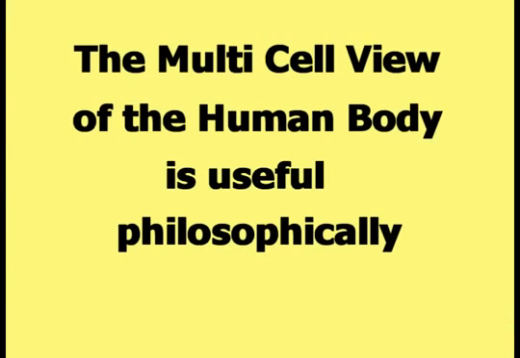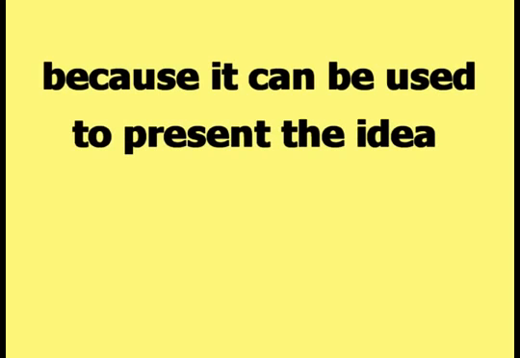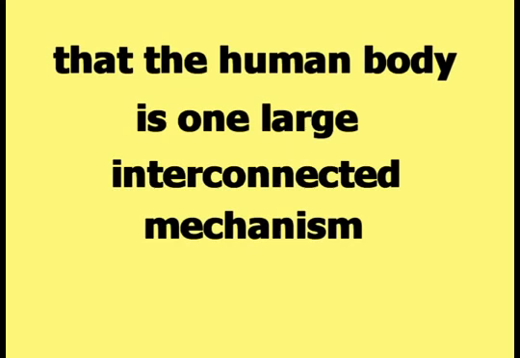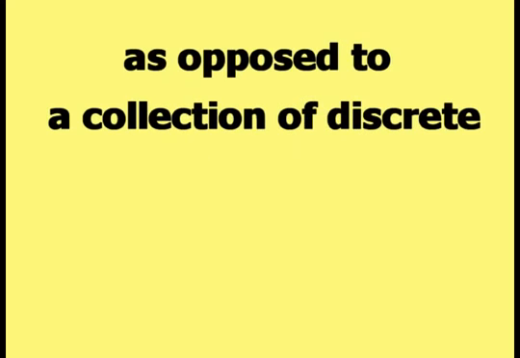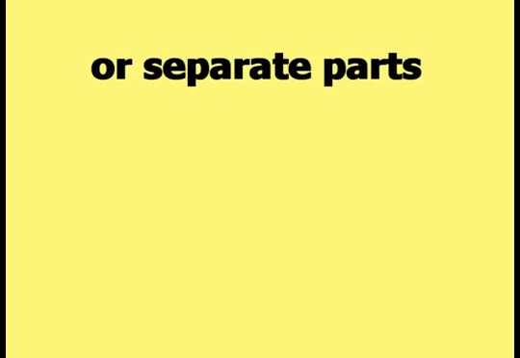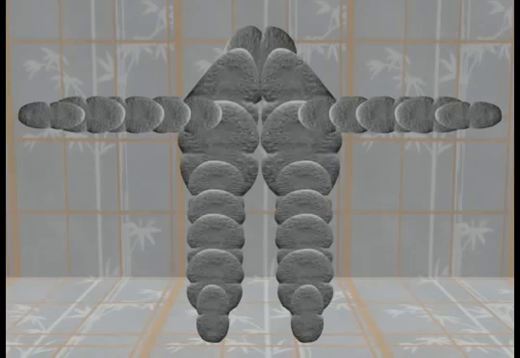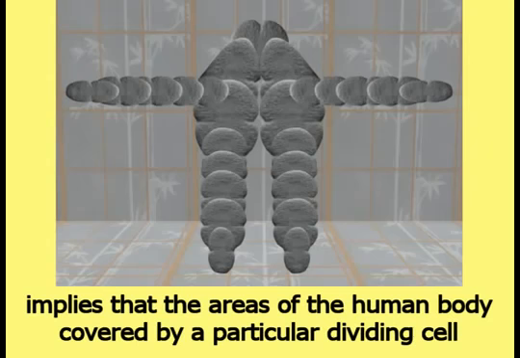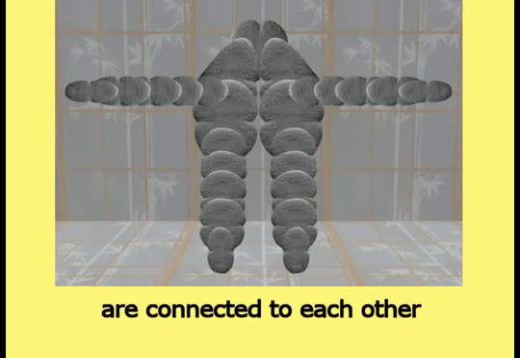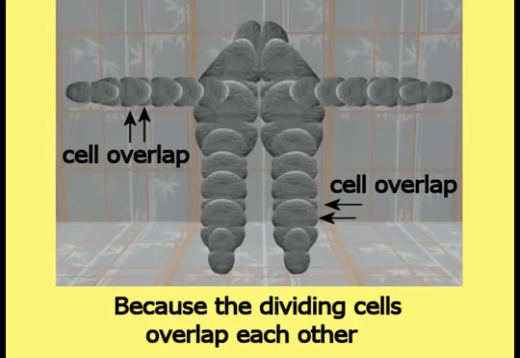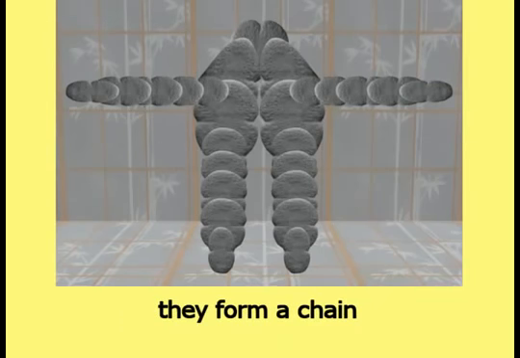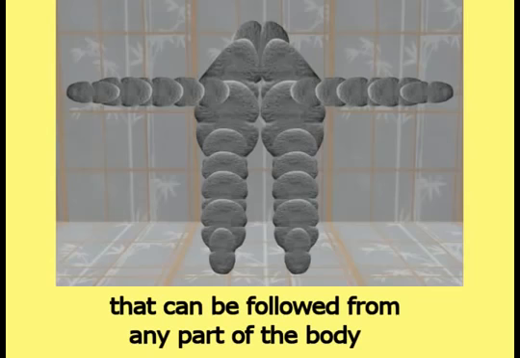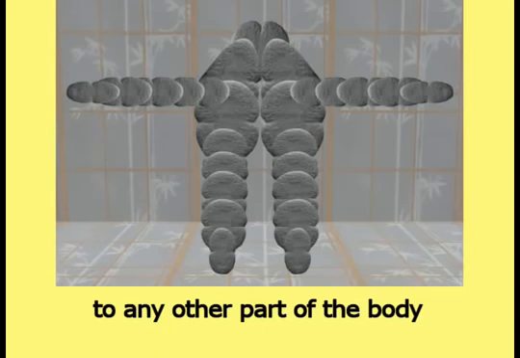The multi-cell view of the human body is useful philosophically because it can be used to present the idea that the human body is one large interconnected mechanism as opposed to a collection of discrete or separate parts. Every dividing cell in the picture implies that the areas of the human body covered by a particular dividing cell are connected to each other. Because the dividing cells overlap each other, they form a chain that can be followed from any part of the body to any other part of the body.